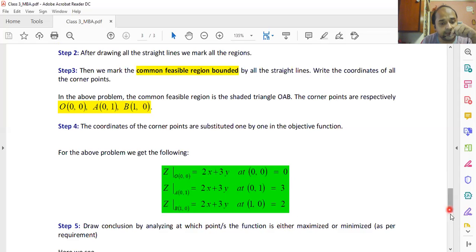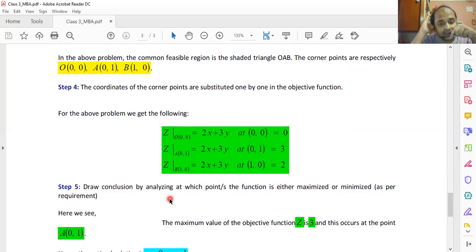Step number 5 says draw a conclusion by analyzing at which point or points the function is either maximized or minimized. There may be several points, meaning that for 2 different points you may get the same value for z. It may happen also. Out of all the values you have got for the objective function z, if it is a problem of maximization, find the maximum value. If it is a problem of minimization, find the minimum value, and your job is done.